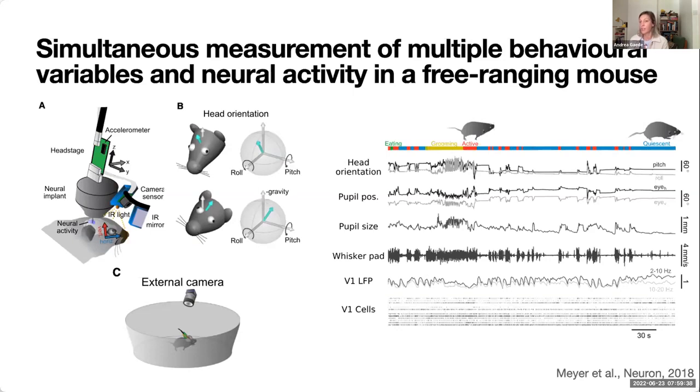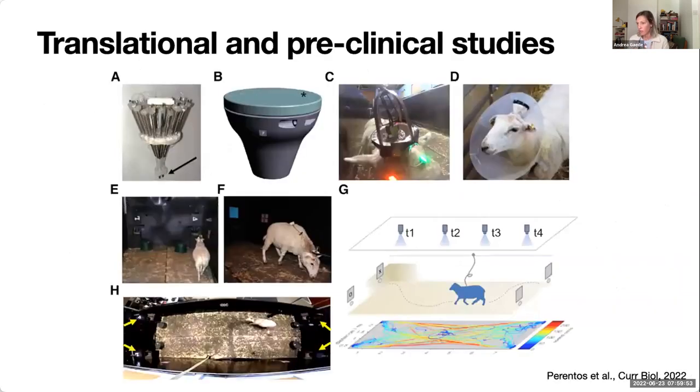And in this example here, these researchers also incorporated eye tracking and IMU data to get this kind of dense array of recording data that's linked to behavioral state. And then finally, recently here in the UK, a group has used similar technology in sheep to study neurological diseases and acquire preclinical data.